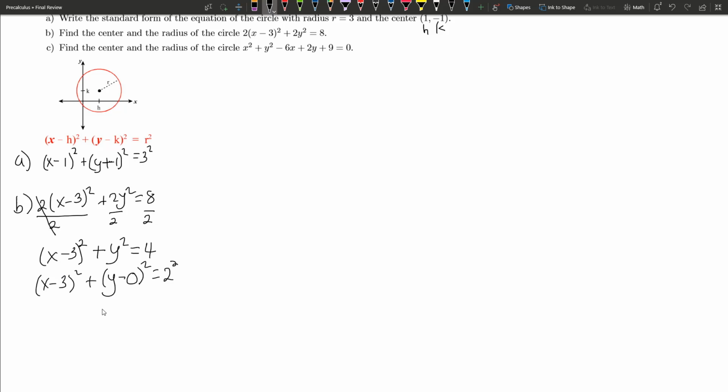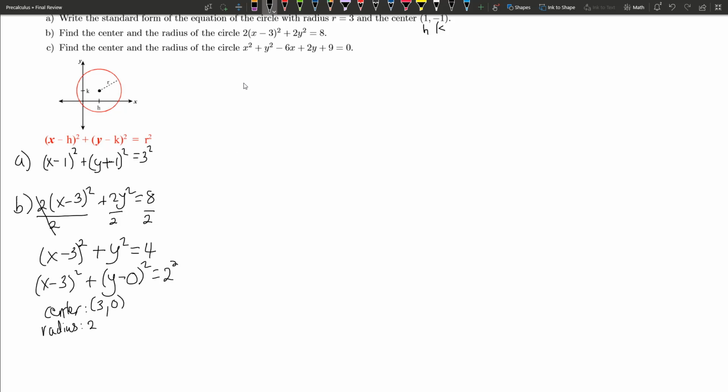So what's the center and what's the radius? Well, the center is the point 3, right? Because remember, you need that minus sign there, comma 0. And the radius is 2. Right? Just keep in mind, it's the radius squared. So the radius is just 2, or in other words, the square root of 4.